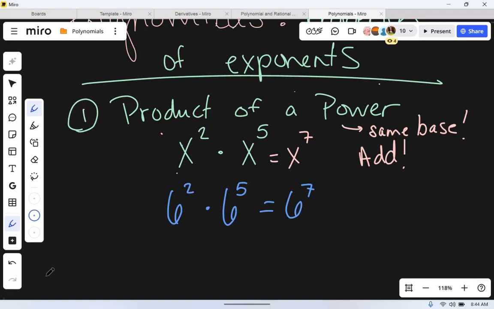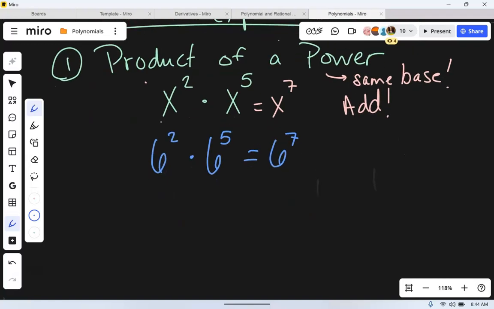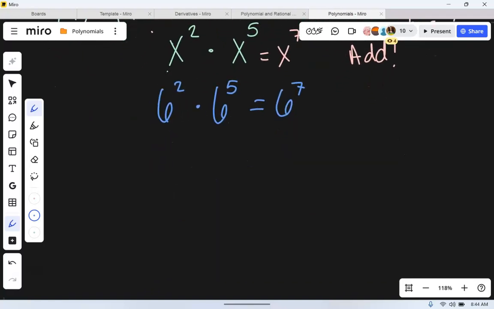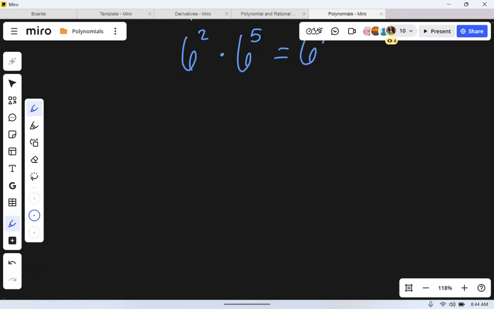All right, let's keep it moving. That's product of a power. Let's do the flip of that. What's the opposite of product? Quotient. Or division.